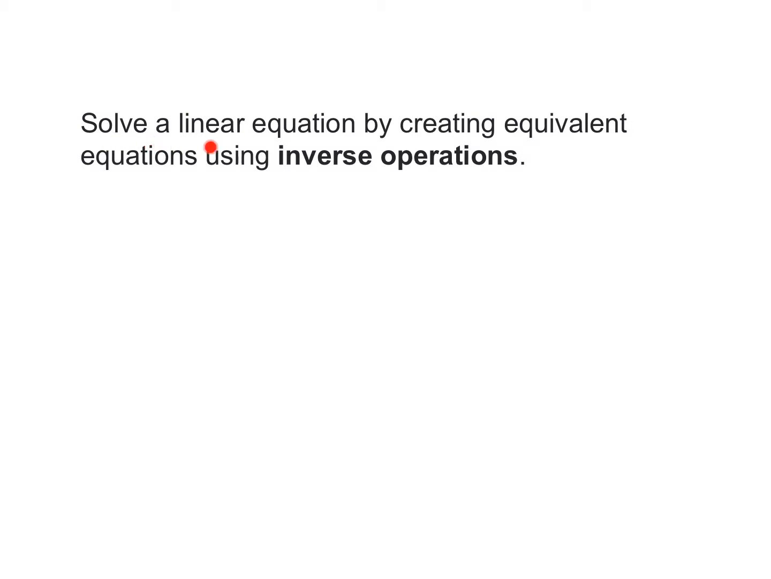So we can solve linear equations by using inverse operations. Well, what are inverse operations? Inverse is the opposite of. So if we have addition, we can do subtraction. If we have subtraction, we can do addition. If we have multiplication, we can do division. And if we have division, we can do multiplication. So these are inverse operations to each other.